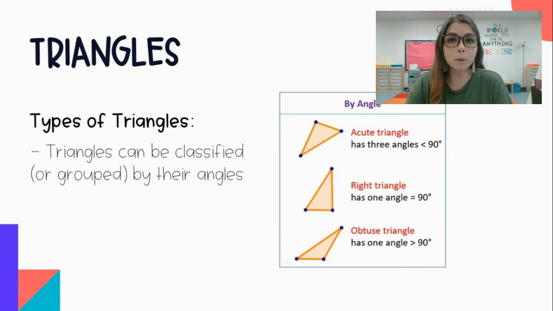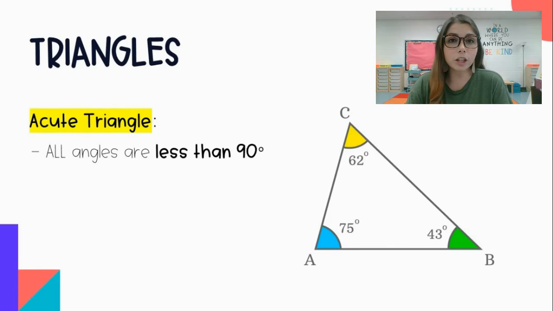So we're going to talk a little bit about the ways that you can classify triangles based on their angles. So first we have the acute triangle. The acute triangle is a triangle where all three angles inside the triangle are less than 90 degrees. These are acute angles, which we learned about in our previous lesson. So if your triangle has three angles less than 90 degrees, you can call it an acute triangle.